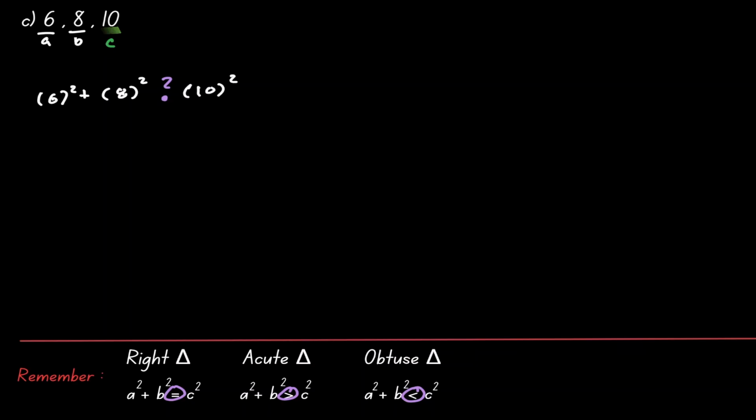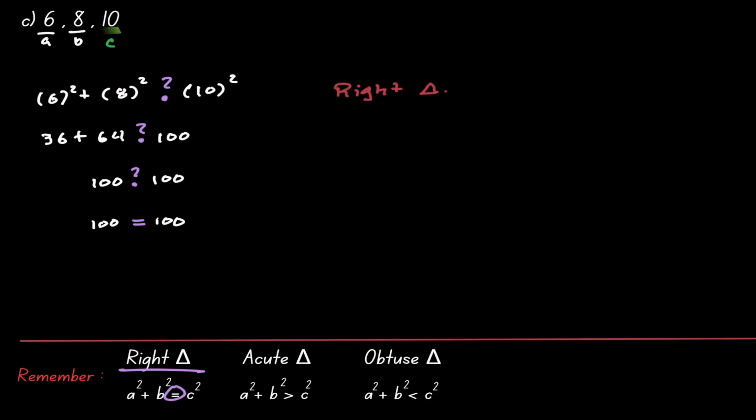Now let's simplify this result. 6 squared is 36. 8 squared is 64. Let's bring down the question mark. And 10 squared is 100. Let's combine the values on the left. That's going to give us 100. Let's bring down the question mark. Let's bring down the 100. Now let's look at our results. 100 is equal to 100. So we can conclude that we have a right triangle. We have shown that a squared plus b squared was equal to c squared.